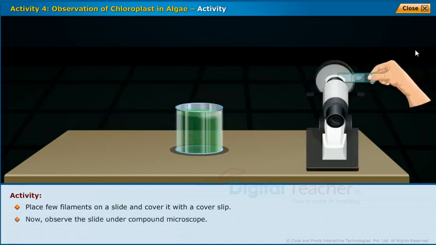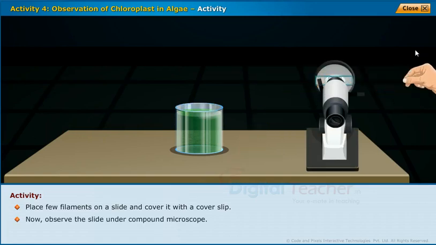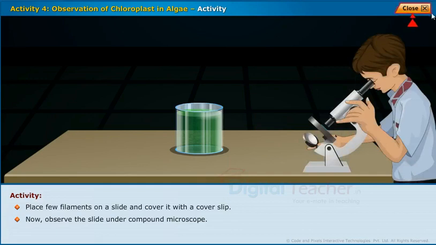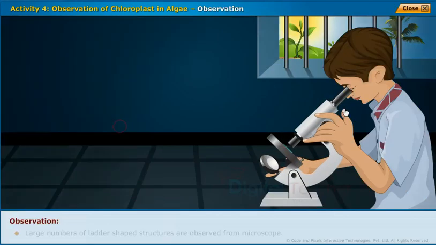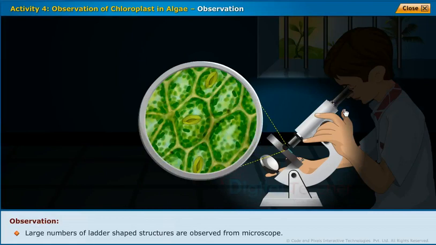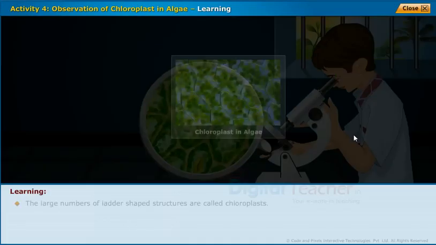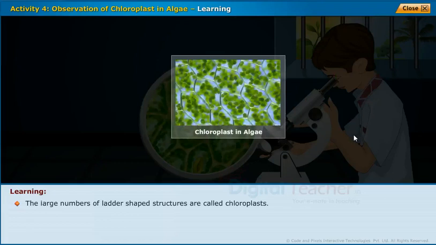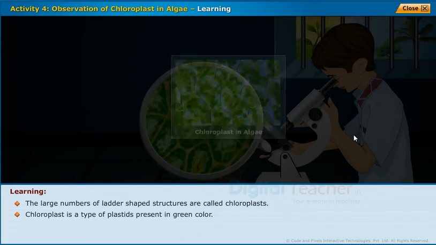Now, observe the slide under compound microscope. Large numbers of ladder-shaped structures are observed from microscope. The large numbers of ladder-shaped structures are called chloroplasts. Chloroplast is a type of plastids present in green color.